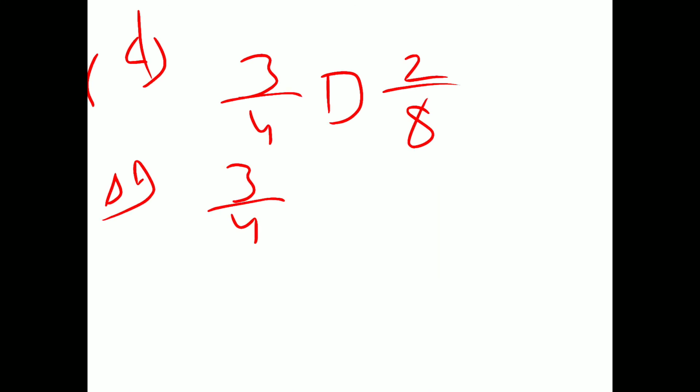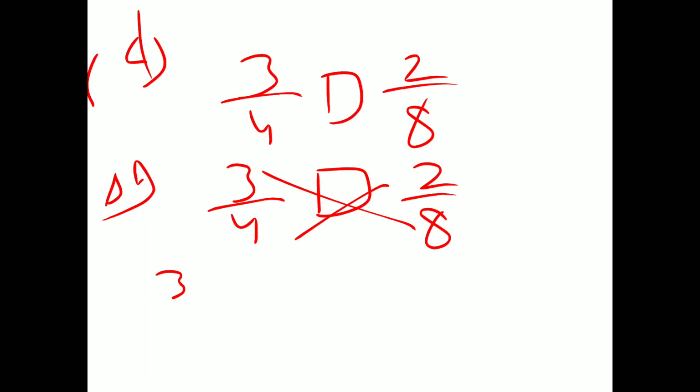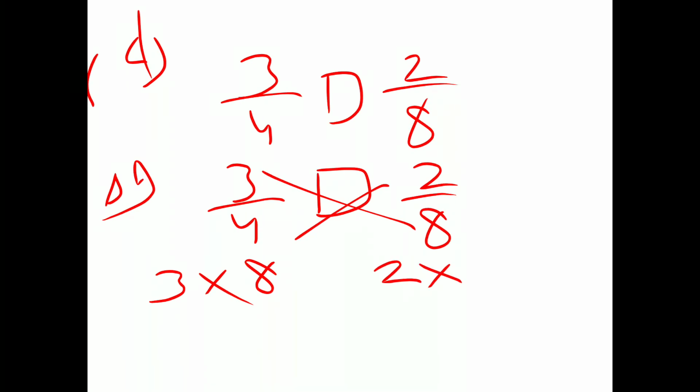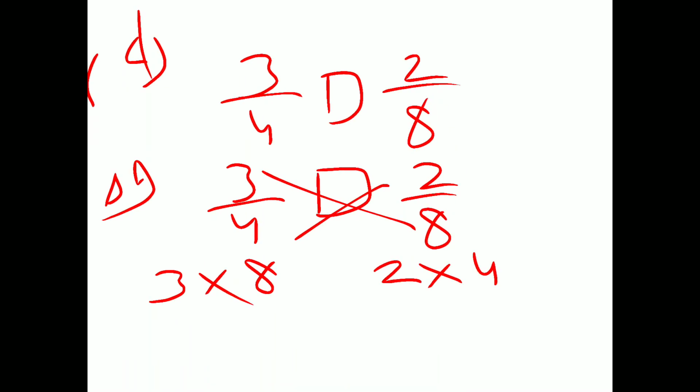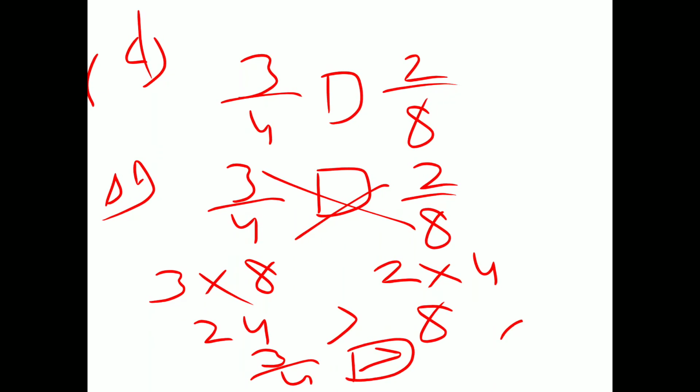3/4 and 2/8. Do cross multiply. 3 you multiply with 8. 2 multiply with 4. 3 eights are 24, which is greater than 2 fours are 8. So 3/4 is greater than 2/8. Clear?